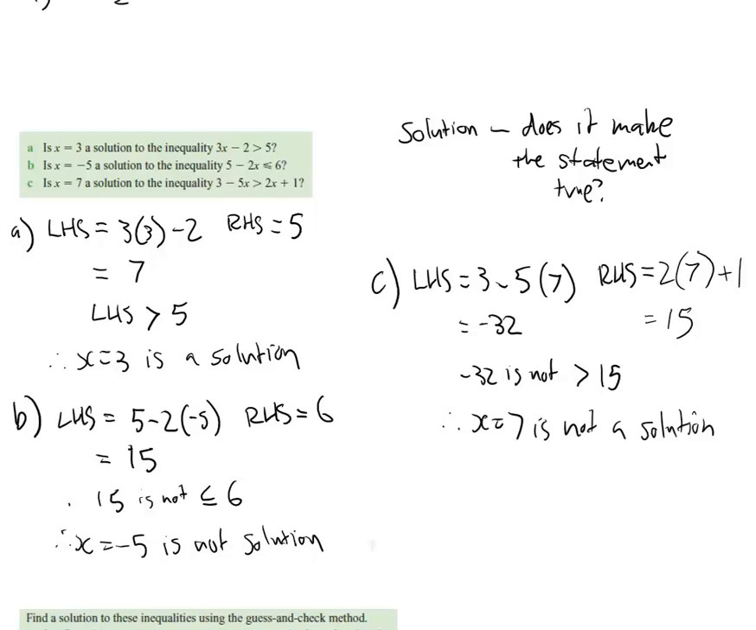Okay, so we've got to think, does that value make the statement true? If it does, it is a solution. If it does not, it is not a solution. So our last set of examples here, we need to find a solution to these inequalities using a guess and check method. So this is a very elementary way of finding a solution, but it's a start.